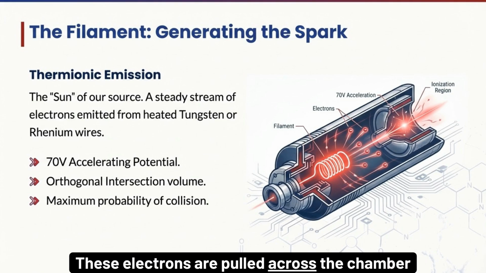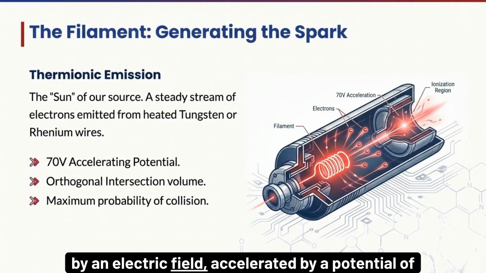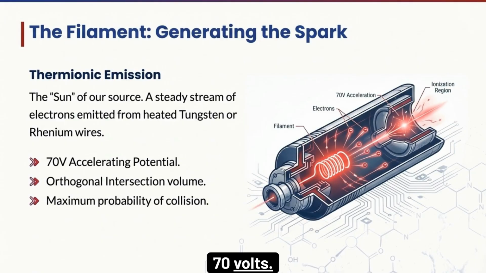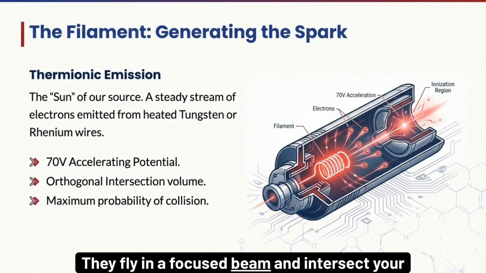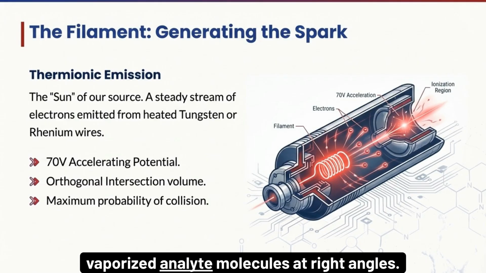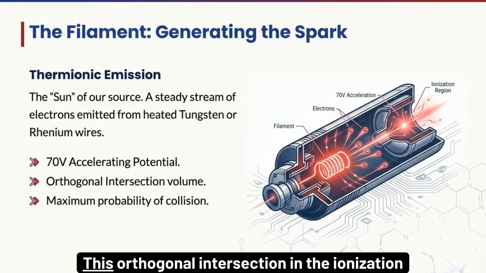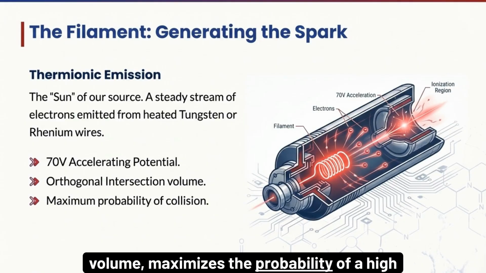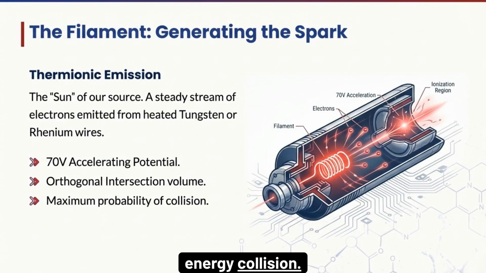These electrons are pulled across the chamber by an electric field, accelerated by a potential of 70 volts. They fly in a focused beam and intersect your vaporized analyte molecules at right angles. This orthogonal intersection in the ionization volume maximizes the probability of a high-energy collision.